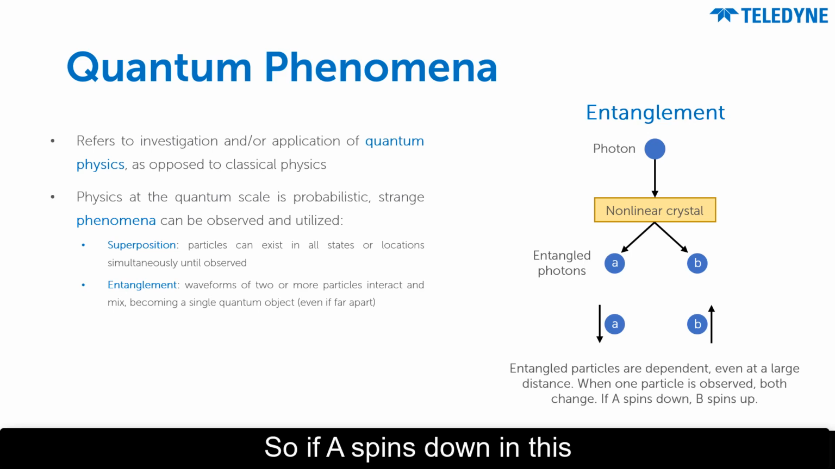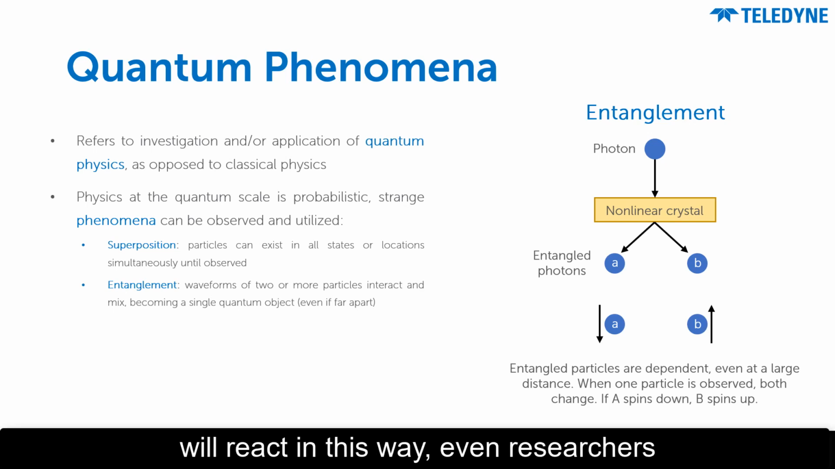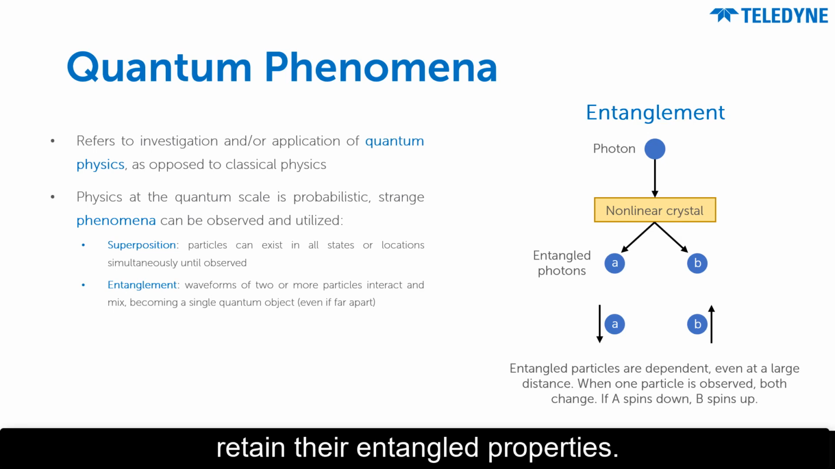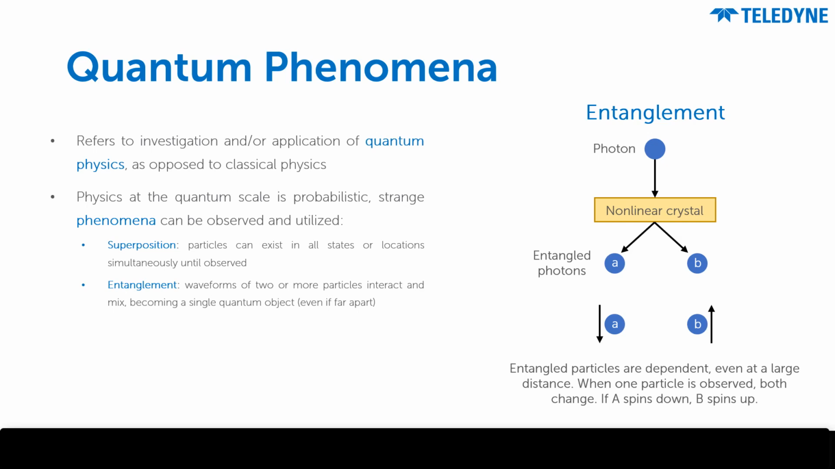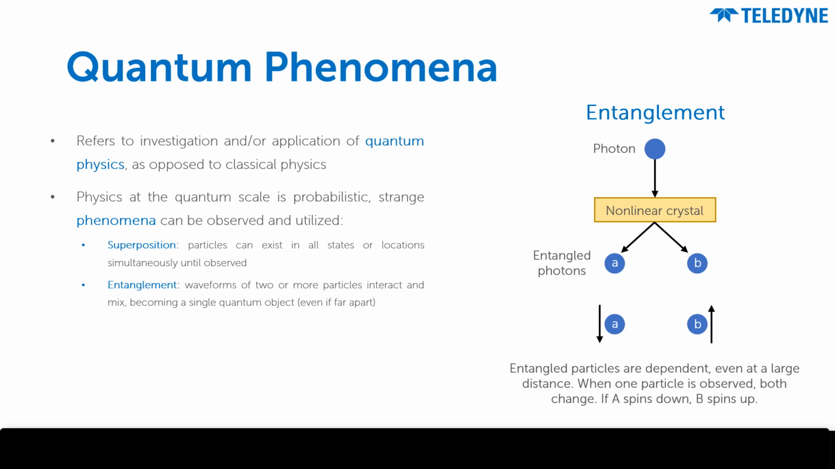So if A spins down, in this example, B will spin up. This occurs even at a long distance. And these two particles are entangled and will react in this way. Researchers have even used this to teleport quantum information up to 40 kilometers away. And these entangled particles still retain their entangled properties. As we will see later, this ability to entangle photons has exciting applications for imaging.